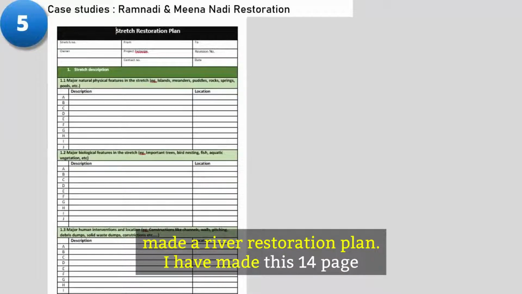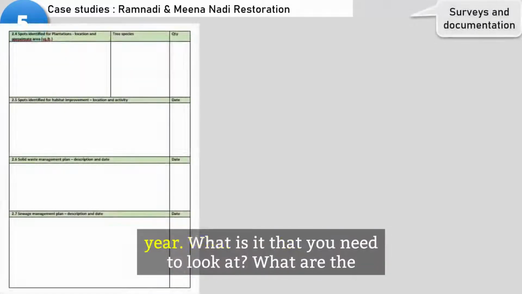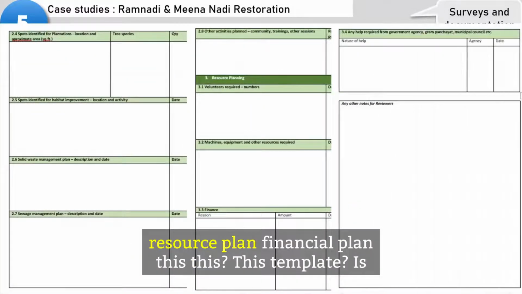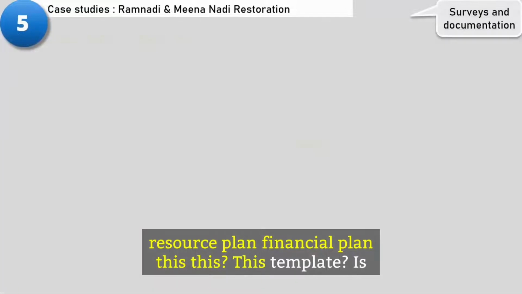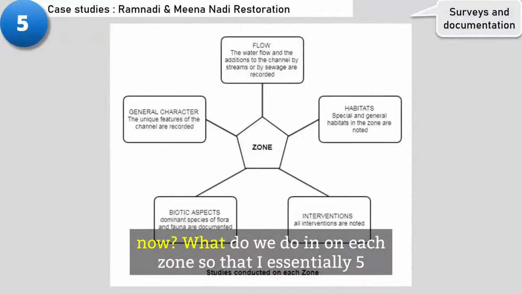I'm not going to spend too much time, but we made a river restoration plan. I've made this 14-page template about what needs to be documented throughout the year. What is it that you need to look at? What are the resource plan and financial plan? This template is being used by some other rivers in the country now. What do we do on each zone?